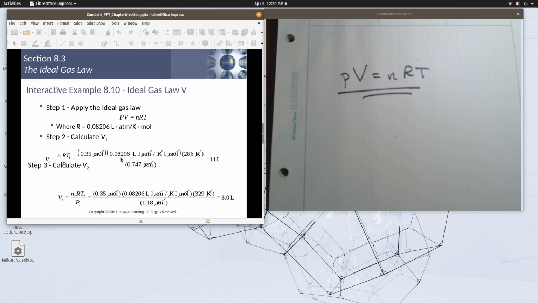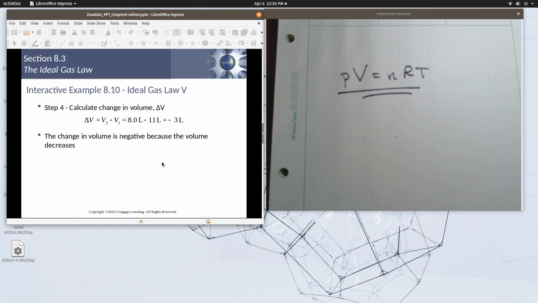Plug it in. So right there, 11 liters. This is how much I started with. And now I can recalculate V2 because I now know V1. Using nRT, V2. So I go from 11 liters to 8 liters in undergoing that change of state. So my change in volume is minus 3 liters. I've decreased the volume by 3 liters.